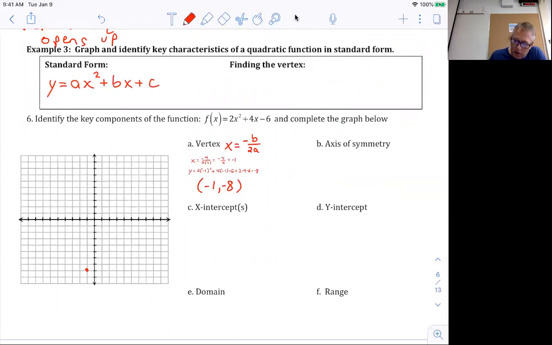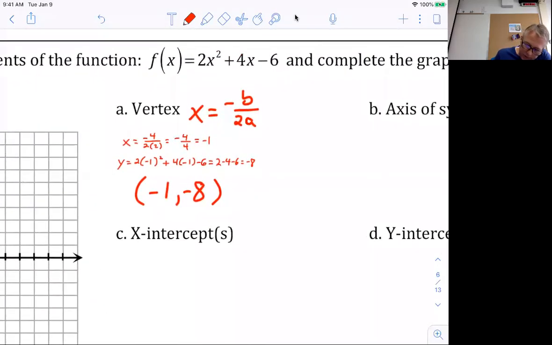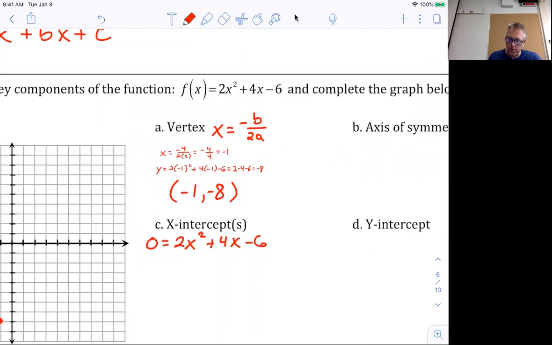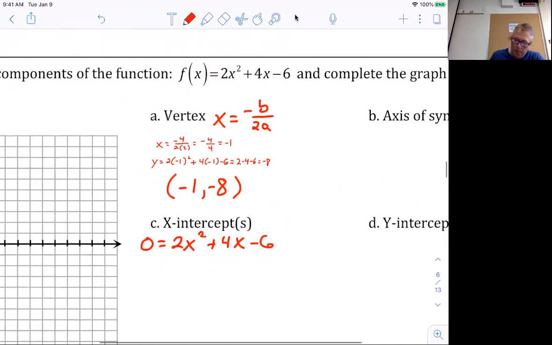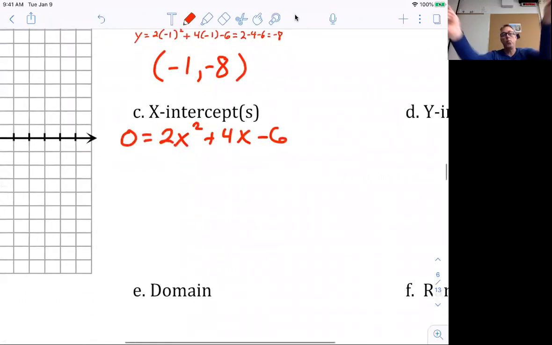So I'm going to solve the x-intercepts. To find the x-intercepts, that's when y is equal to 0. So I'm going to solve 0 is equal to 2x squared plus 4x minus 6. All right, so again, I plugged a 0 in for the y here. I could solve this a couple ways. I could use quadratic formula. I could try and factor it.